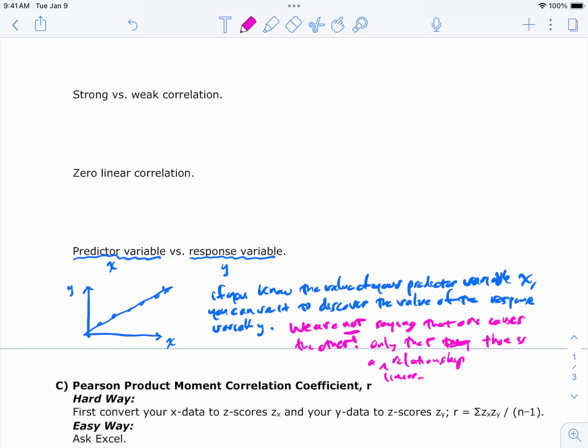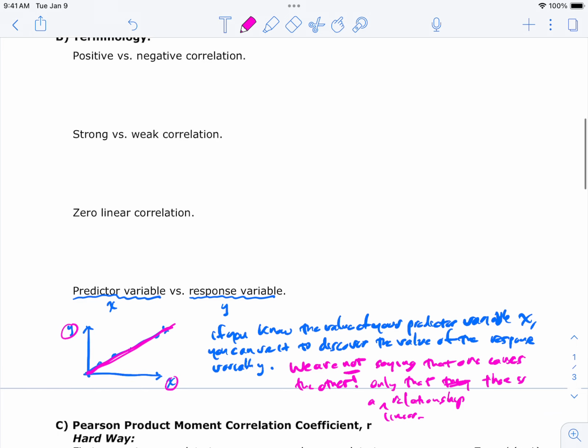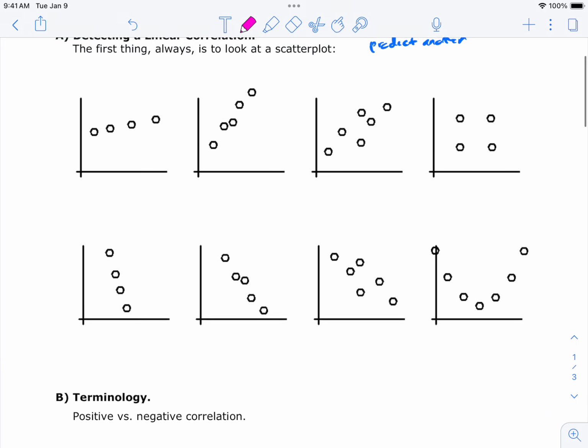Remember the idea, correlation does not imply causation. So if you have a correlation, even if it's a very strong one, that doesn't mean that x is causing y to take on certain values. You set x here and it causes y. Don't say cause. We're not saying one causes, only that one sort of predicts the other. They happen together. For some reason, something's going on, they happen together.